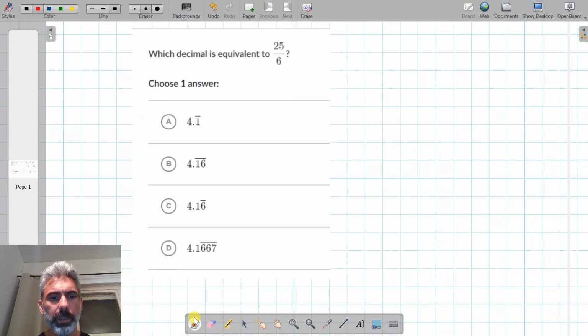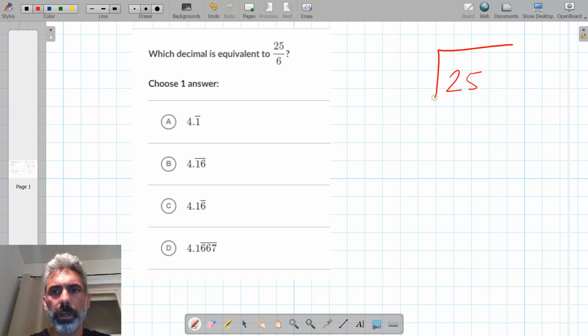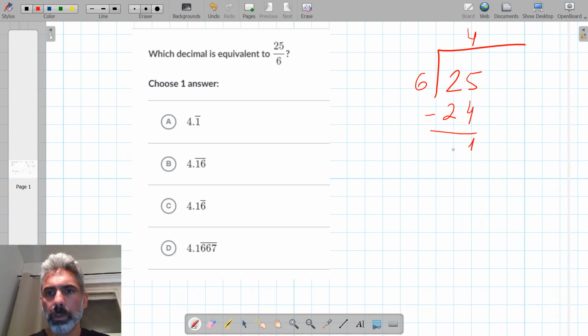Which decimal is equivalent to 25 over 6? Okay, so let's see, 25 divided by 6. 6 goes into 25 4 times. 4 times 6 is 24. 5 minus 4 is 1, 2 minus 2 is 0.